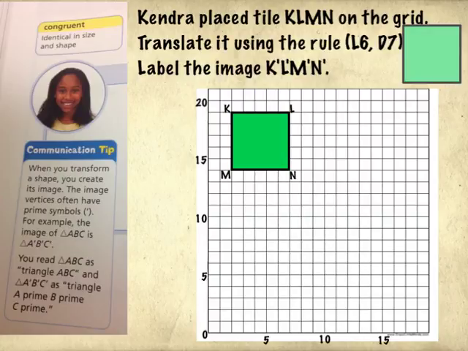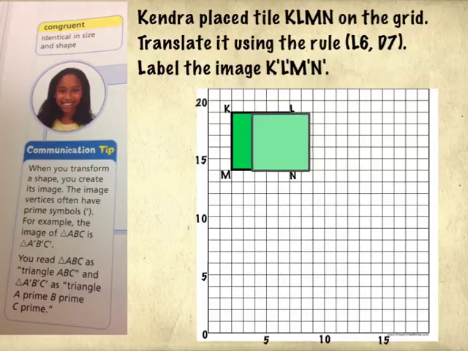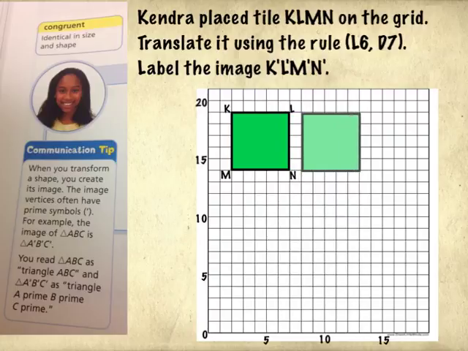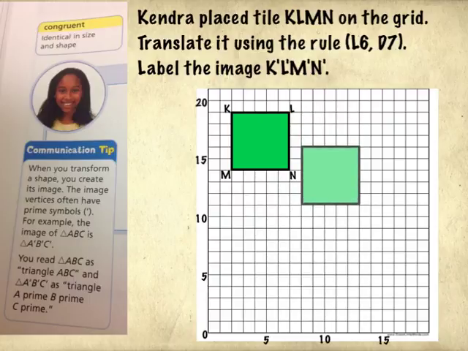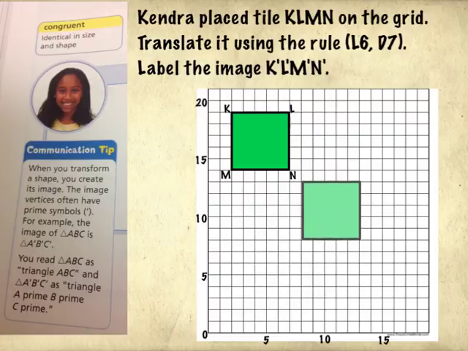So I have a square ready to go here. So what I'm going to do is I'm going to take it and I'm going to go L6 first. So I'm going to go 1, 2, 3, 4, 5, 6. I've done my L6. Now I'm going to go D7. 1, 2, 3, 4, 5, 6, 7. So now that's my translation. It's done, and now I just have to label it. And there it is labeled. So I have translated KLMN L6 D7 to create square K prime, L prime, M prime, N prime.